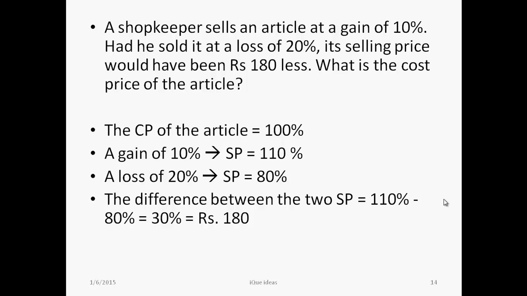So if 30% is rupees 180, then what is the cost price? I know my cost price is 100%. So if 30% is rupees 180, 100% by cross multiplication gives us the answer as rupees 600.